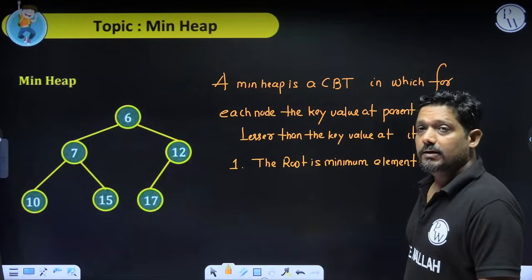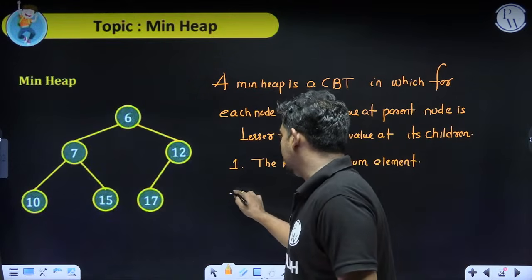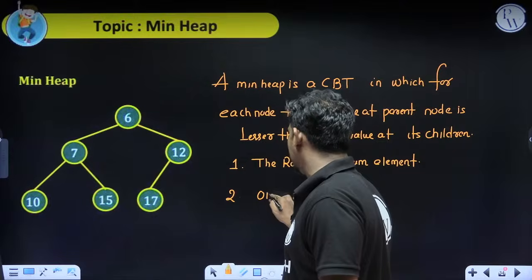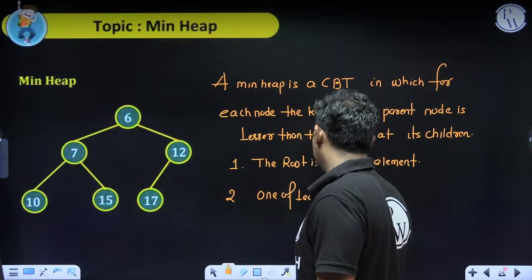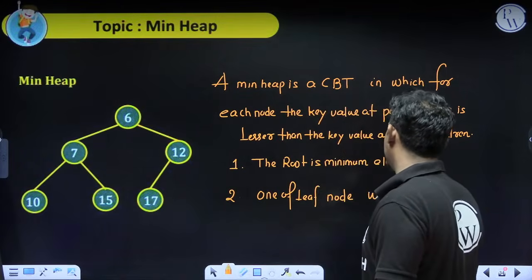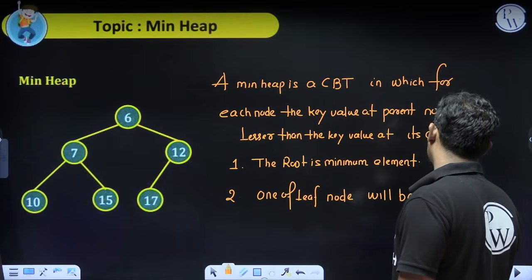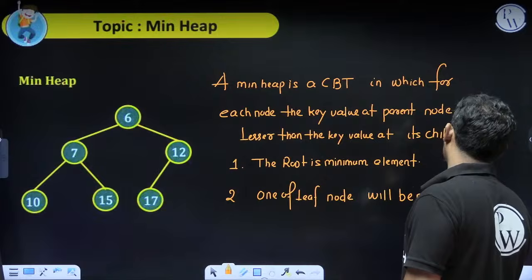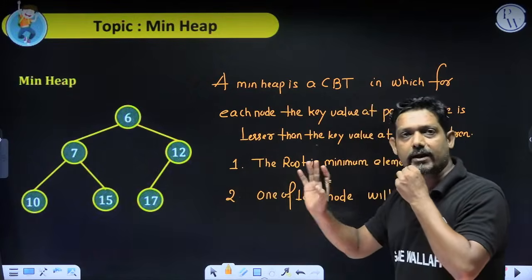Very good. It will be present in one of the leaf nodes. But where, we don't know. One of the leaf nodes will be the maximum. It can be any leaf. Very good.